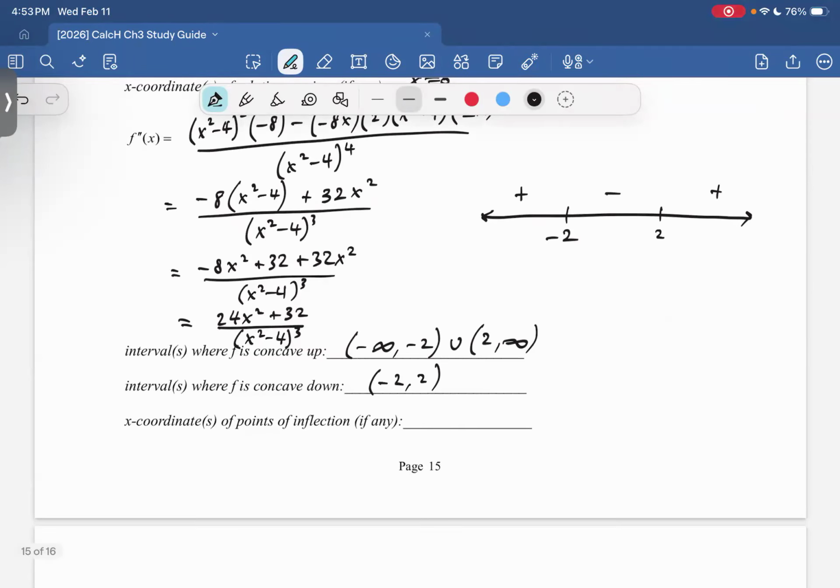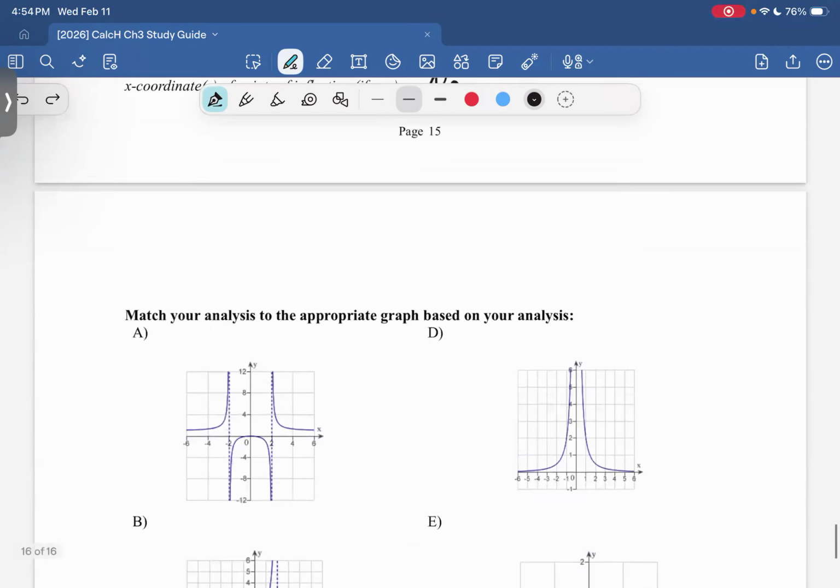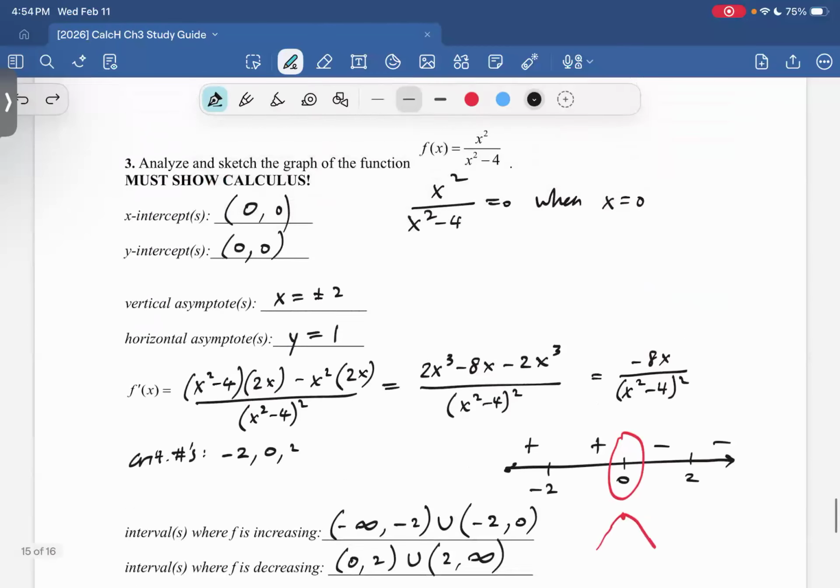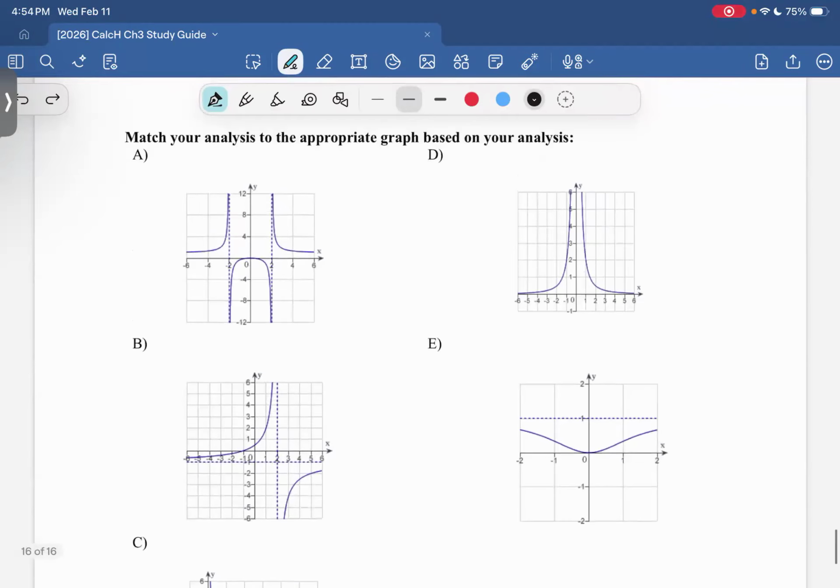Are there any points of inflection? The answer is no. The reason why negative 2 and 2 are not points of inflection is because the function isn't actually defined there, right? In order to be a point of inflection, the point has to actually exist on the function. Okay, so which graph corresponds to all this stuff? We can probably just start looking at the vertical asymptotes, and that would just tell us that the answer is A, I think. Yeah. So A is the only one that matches the vertical asymptotes, and so we're done.